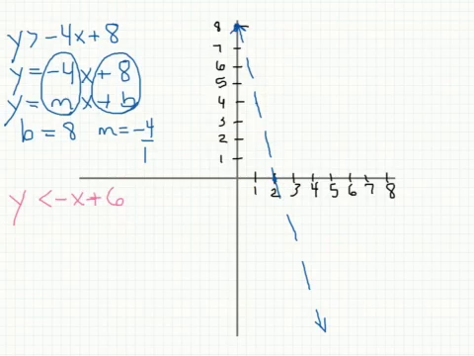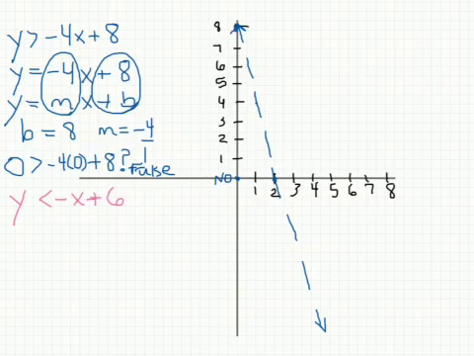Okay, so let's go ahead and test 0, 0. Is 0 greater than negative 4 times 0 plus 8? That calculates out to 0 is greater than 8, and that is not true, that is false. So this point right here is a no. It is not in the solution set. That means all the points on this side of the blue line are no's, and conversely, all the points on the other side of the line are yeses. So in order to indicate that, we can shade in that region.